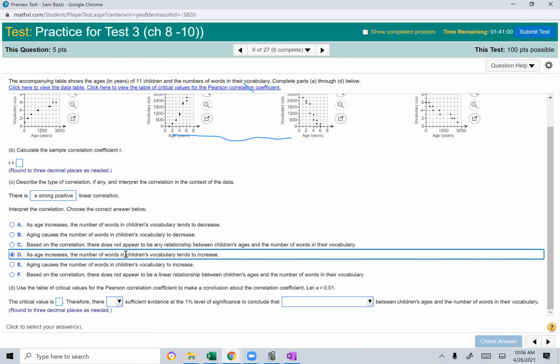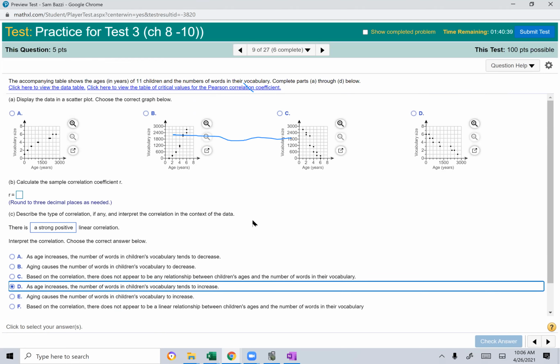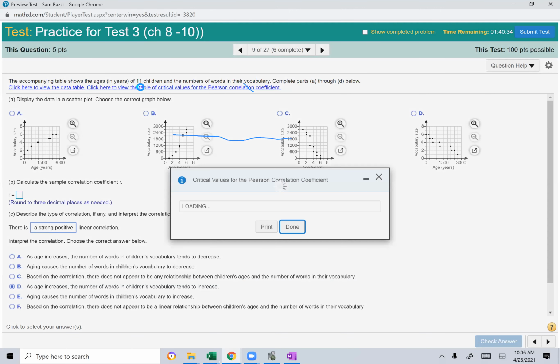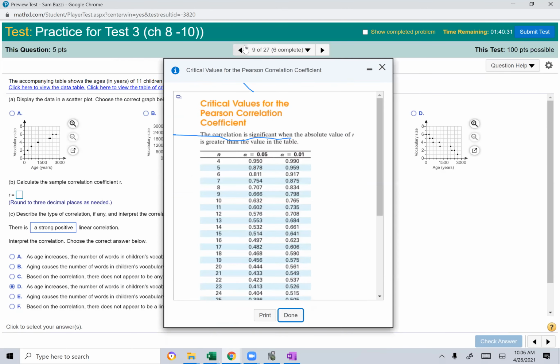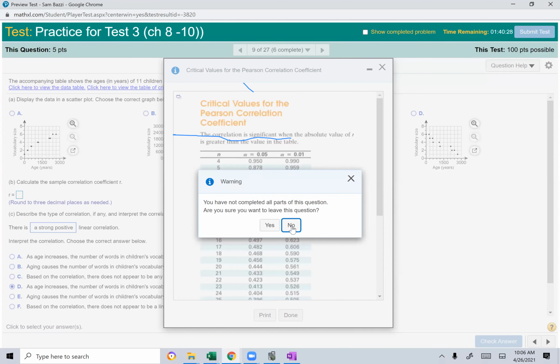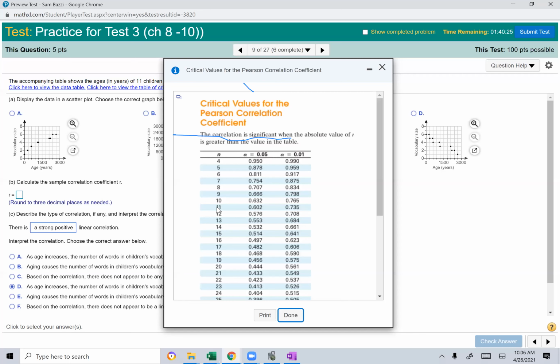Now, the last part, pay attention to the last part, guys. That's an easy hypothesis test without performing the hypothesis test. Use the table of critical values for the Pearson correlation coefficient to make a conclusion about the correlation coefficient. Let alpha equal 0.01. So he gave you a link to the critical values here. You have 11 children and alpha is 0.01. So I'm going to click on it and watch, guys. So N is 11, right here. Alpha is 0.01, so that's 0.01. And that's the critical value, 0.735.